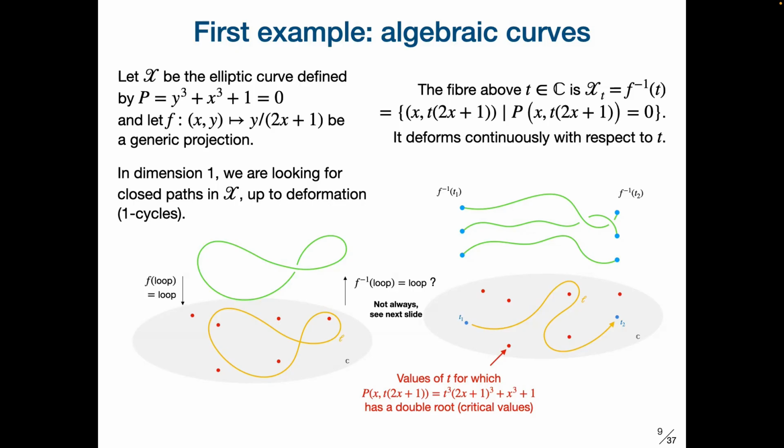There are a few bad points, finitely many bad points, which are called critical values, which are the non-generic values for t, where precisely you get less than three points in the fiber, because your polynomial equation has a double or even triple root. But the point is, as long as you avoid these red points, then you can start from any point in the fiber, and there's a unique way to lift any path in the projective line to a path on your curve.